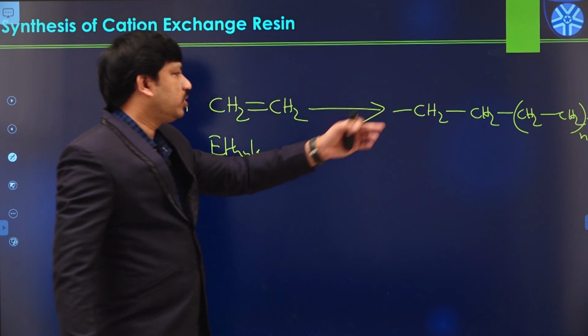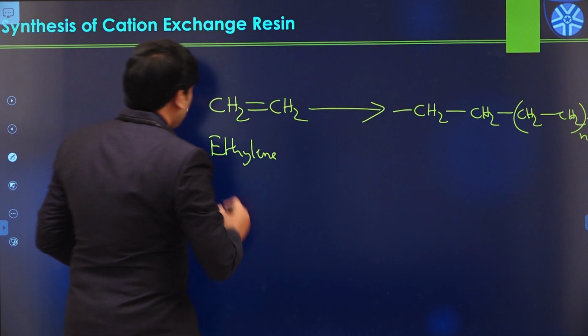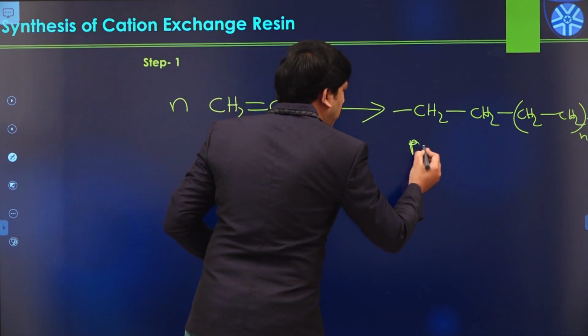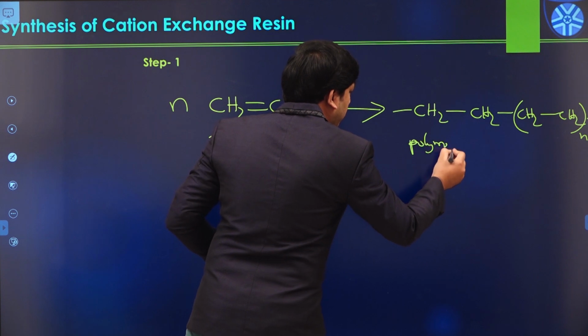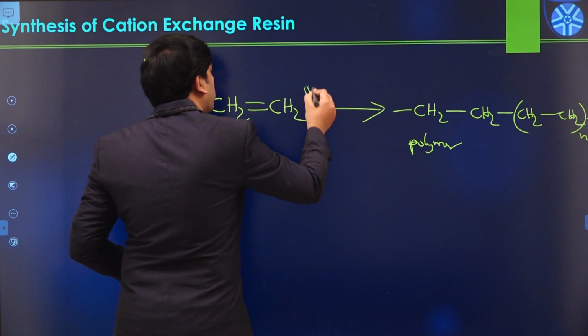Like this. So this is actually polyethylene compound. So what is the difference between this one? So let us take two monomers. This is actually polymer, and this is the corresponding monomer. So this is actually called polymerization process.